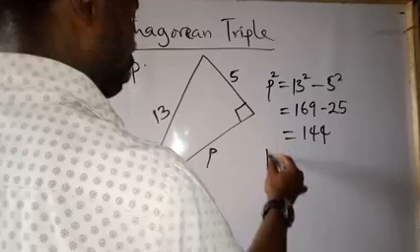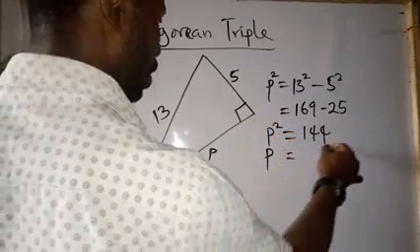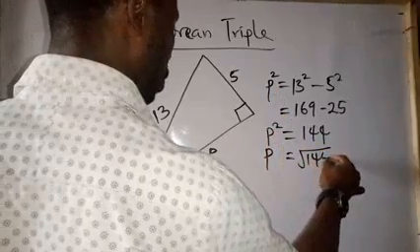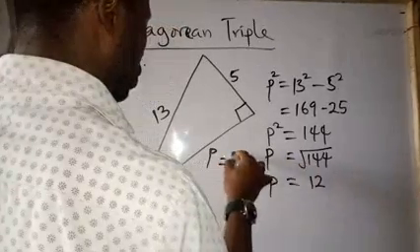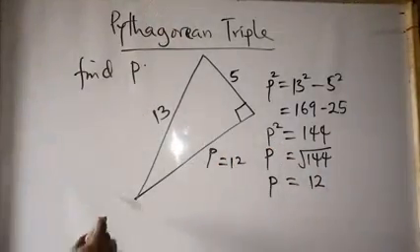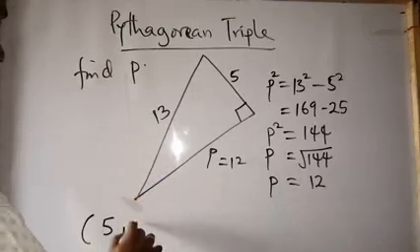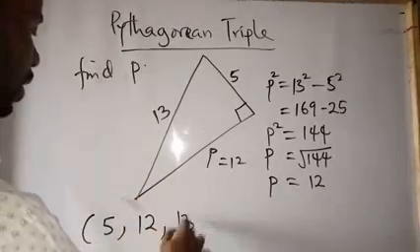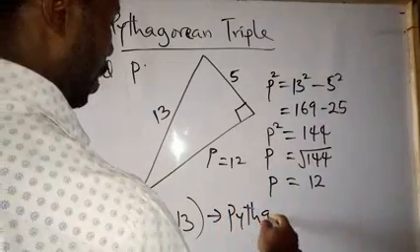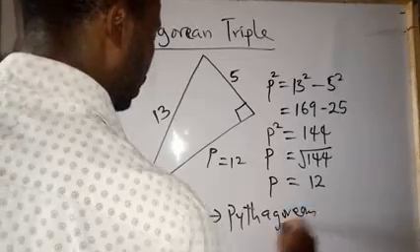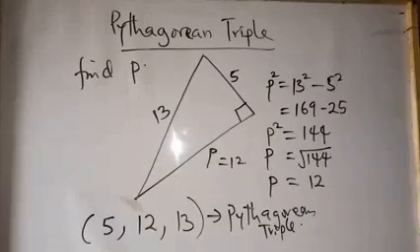So for you to now get P, you know this is P squared. For you to get P, you find the square root of 144. You are all used to that. So P will now be equal to 12. When I want to write the Pythagorean triple now, from the smallest, 5, 12, 13 is also a what? A Pythagorean triple. I'm sure by now you have mastered it.